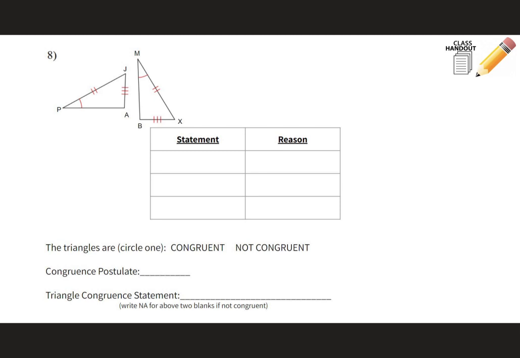All right, let's do one more example here. So first thing I'm going to do is label any extra parts. So I don't see any vertical angles or shared sides. So now we're going to go straight to labeling our sides. So I see I have an angle here, a side, and a side. Same thing, I have an angle, side, and a side. So the only postulate that has 2 sides and an angle is SAS. And remember, for SAS, the angle has to be included.